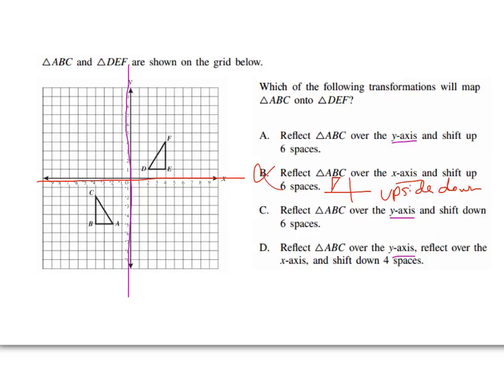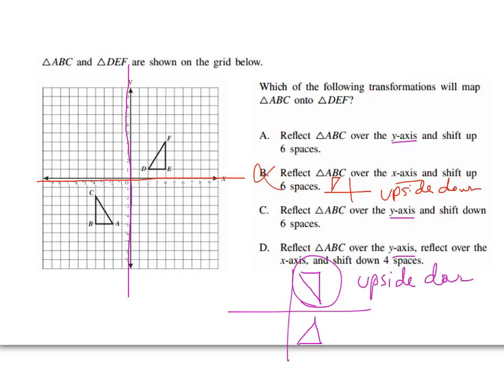Let's kind of sketch it out. So if we reflect it over the y-axis first, sorry, it would look like that. Then it would be over the x-axis, and then down 4 spaces. But if this is the shape, it's going to be upside down as well, so we don't want that one.